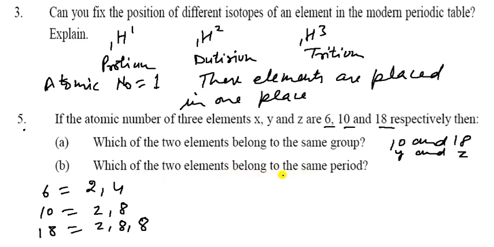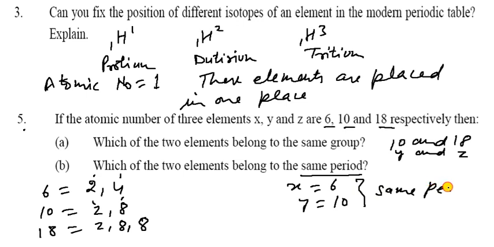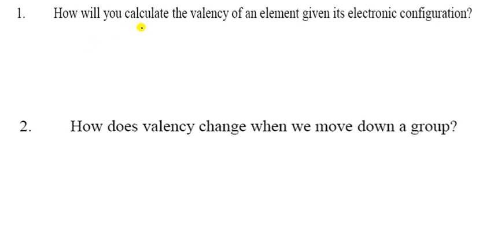Which of the 2 elements belong to the same period? Same period means the same number of orbits, here first and second. So 6 and 10 are in the same period. So x equal to 6 and y equal to 10 have the same period, because they have only 2 orbits. So let us see the next one.